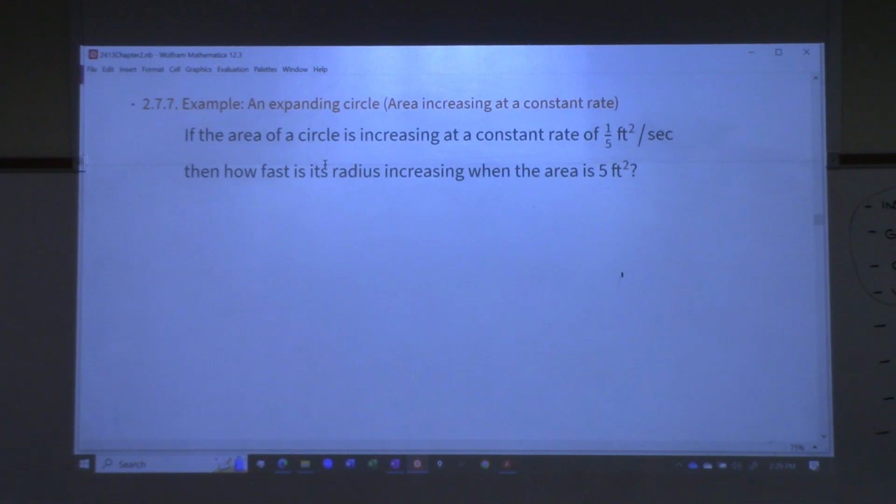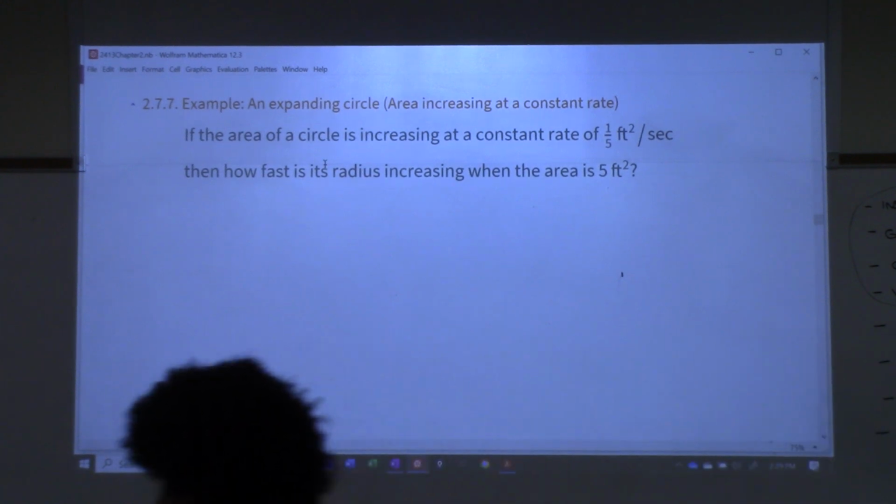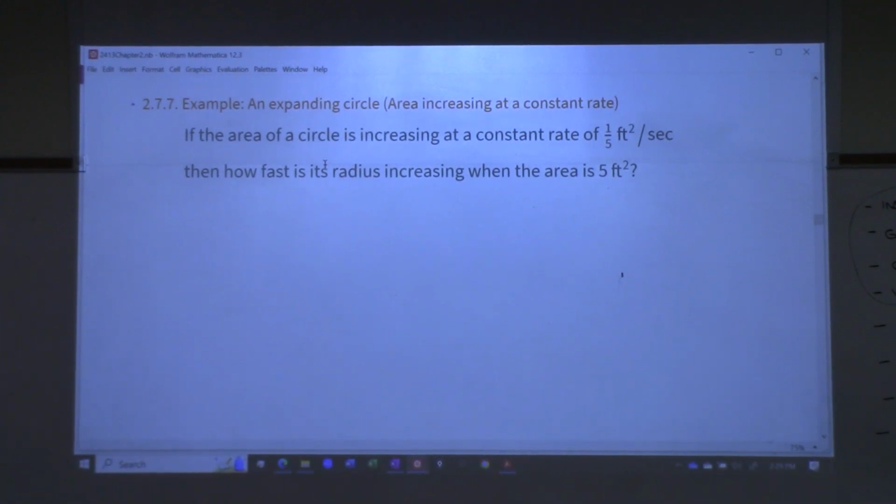And then we're going to take a break until 2:40. So see what you're going to do in the next 5 minutes with this, and then take a 5-minute break, and we'll come back and we'll do this problem together.